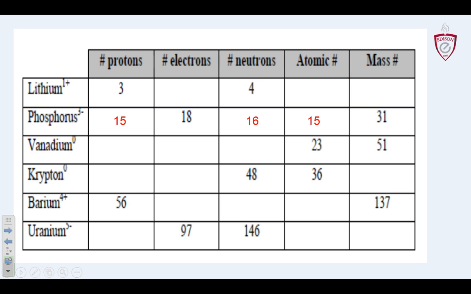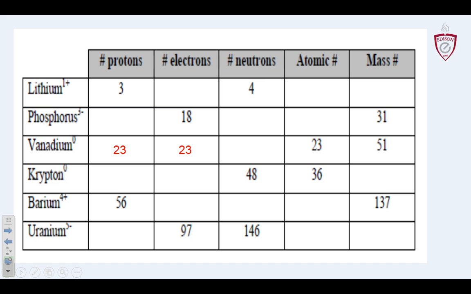Next is vanadium with no charge, so this is a neutral atom. I see my atomic number is 23, so I know my number of protons is 23. After that, I can do electrons. Protons minus my charge is 23 minus 0, which is, of course, 23.